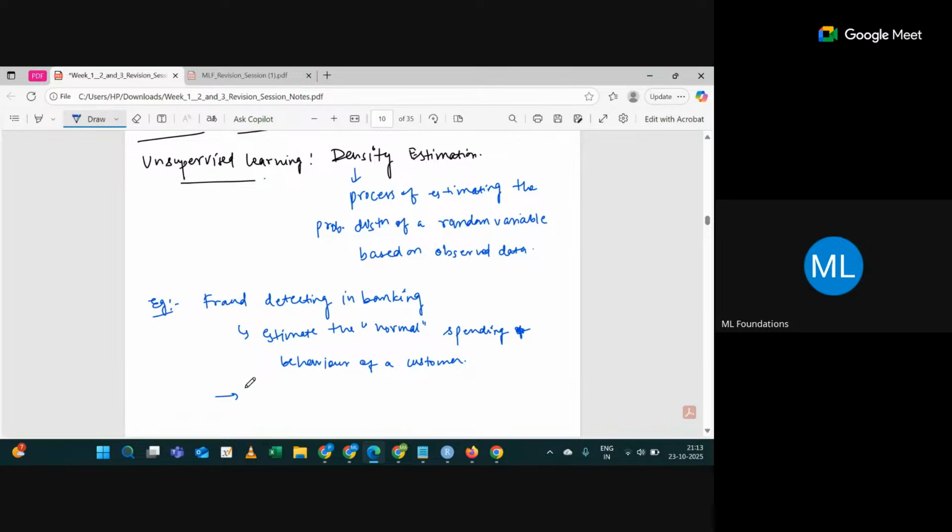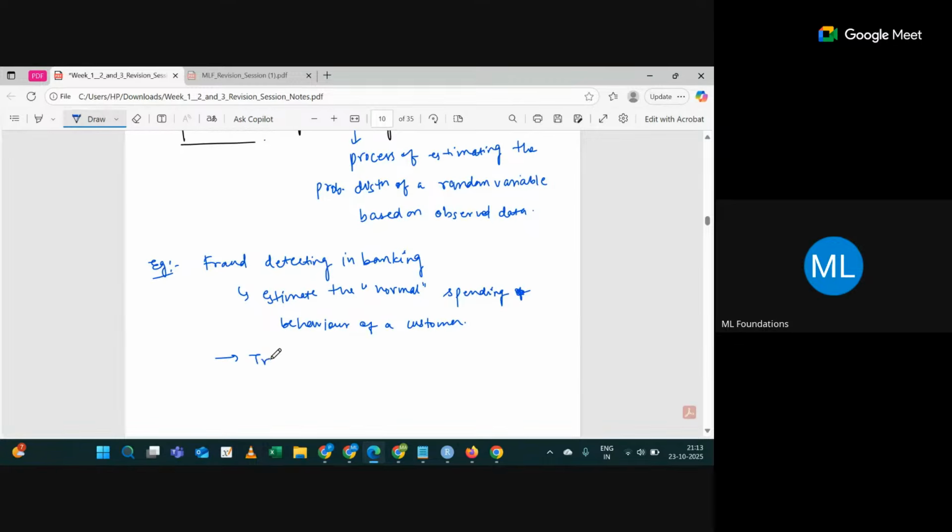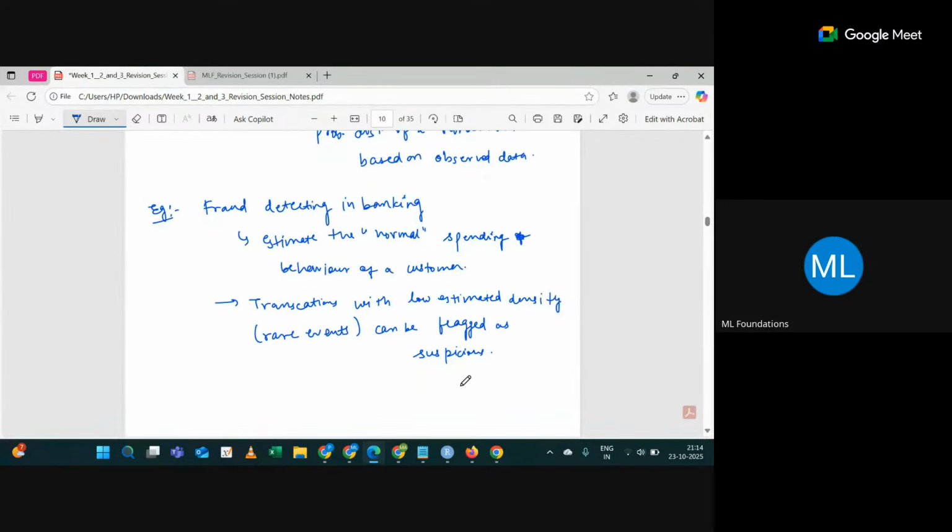Okay, and then what will be the next task? The transactions with low estimated density. Okay, low estimated density means basically rare events, so that can be flagged as suspicious. Are you getting this or not?